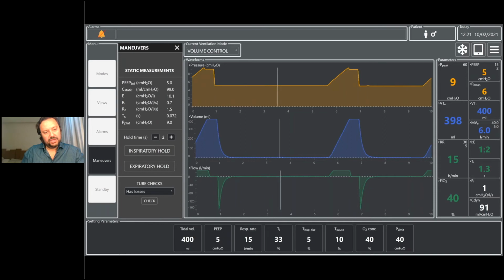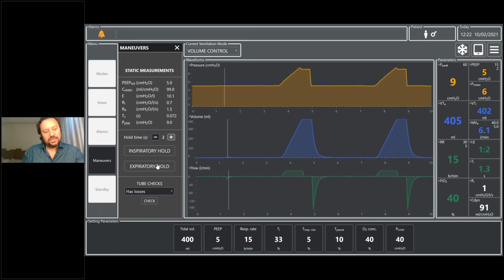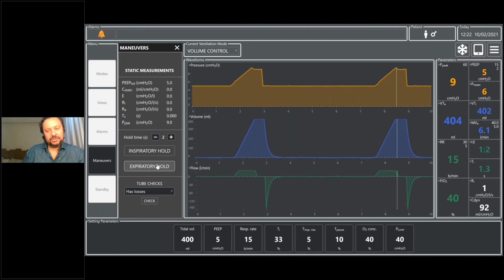The PEEP, the static compliance, the resistance, the plateau, everything will be measured. You can do the same for expiratory hold. See, the expiration is held, and of course you will have the PEEP value measured and the plateau measured. Okay, so those maneuvers can also be done.